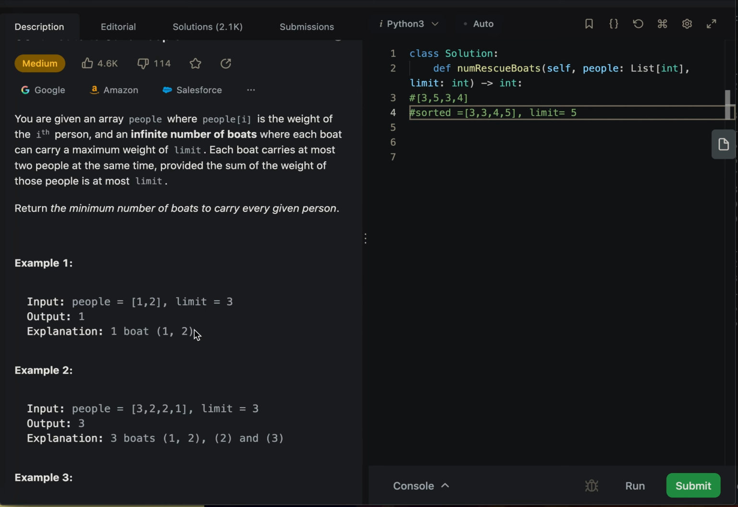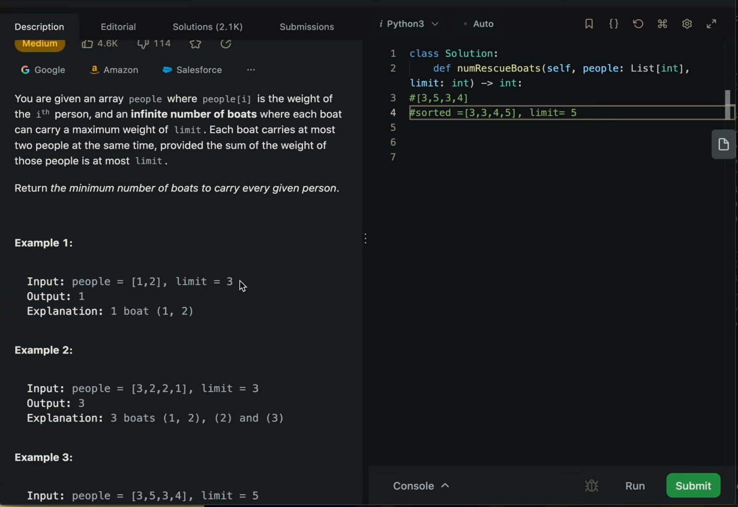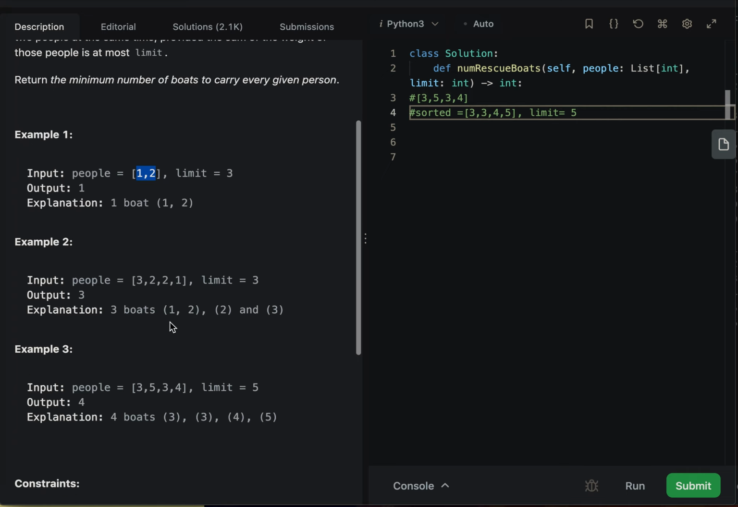If they want the minimum number of boats, then we have to fit multiple people into one boat, whose combined weight is within the limit. In this example we can fit only two people into one boat, because one and two is three. We need one boat for this person, then we send one and two into one boat, and then there would be just one person left. So we need a minimum of three boats here.